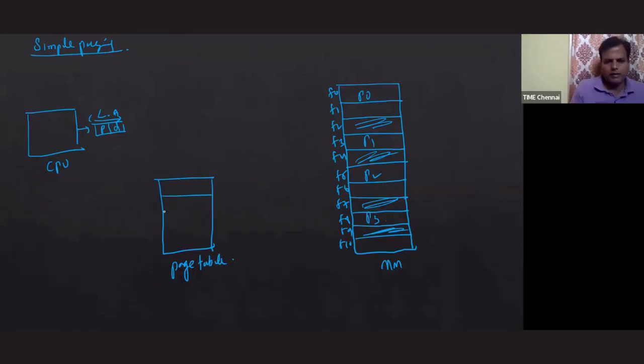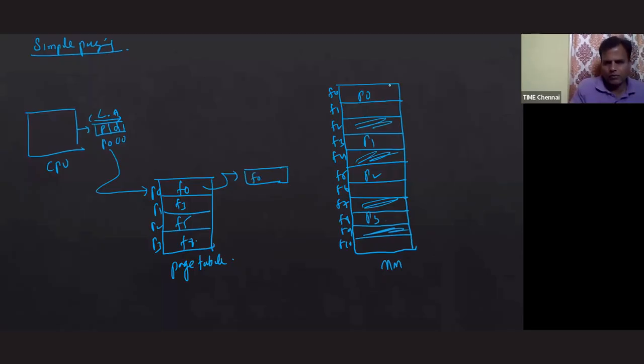Inside this page table, I am maintaining this information: page 0, page 1, page 2, page 3. Page 0 is in F0, page 1 in F3, this is F5, and this is F8. Okay, fine. Now the CPU generates a logical address saying that I want to access page number 0, and within that page number 0, I want to access word number 00. With this logical address, the first thing the CPU does is refer to the page table, and from here it has taken out the frame number, that is F0.